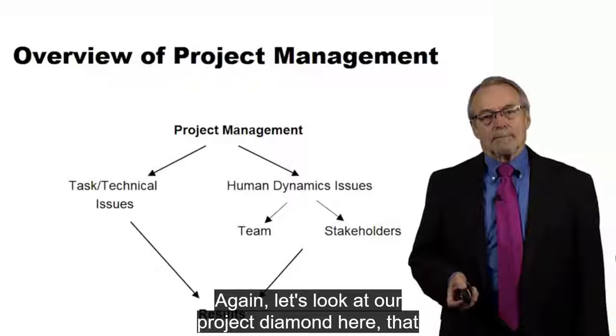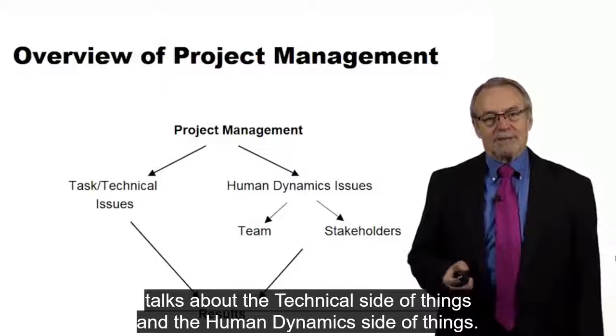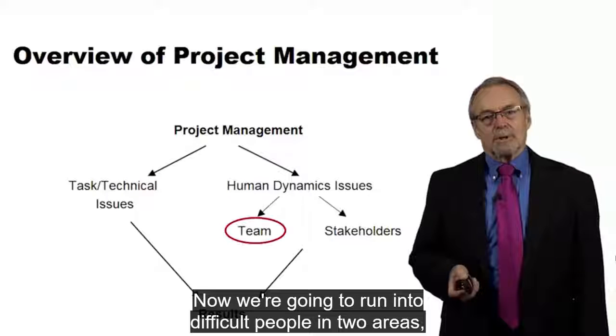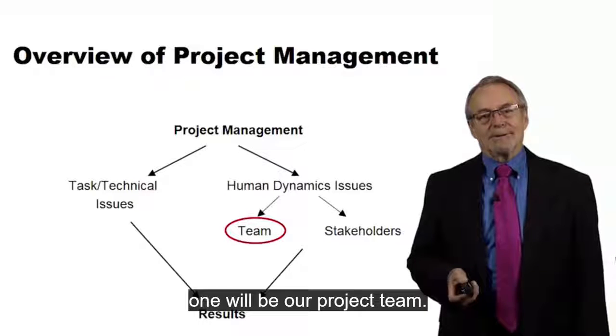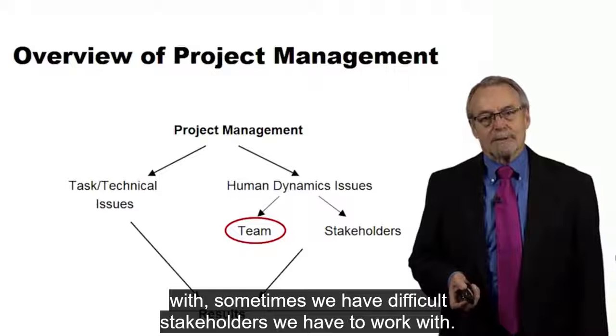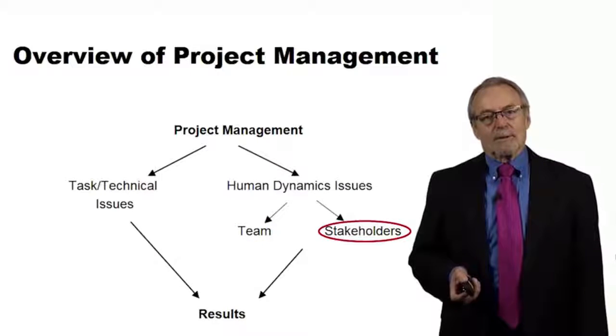Again, let's look at our project diamond here that talks about the technical side of things and the human dynamics side of things. We're on the human dynamics side of things over here. And we're going to run into difficult people in two areas. One will be our project team. Sometimes we have a difficult person on the project team that we have to work with. Sometimes we have difficult stakeholders we have to work with.